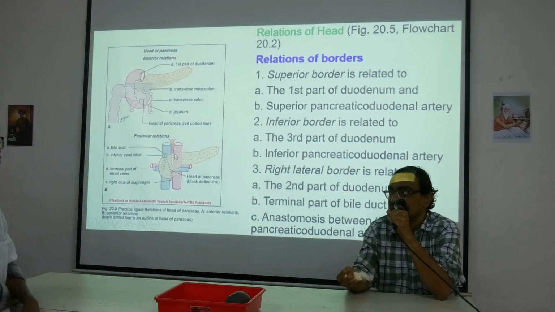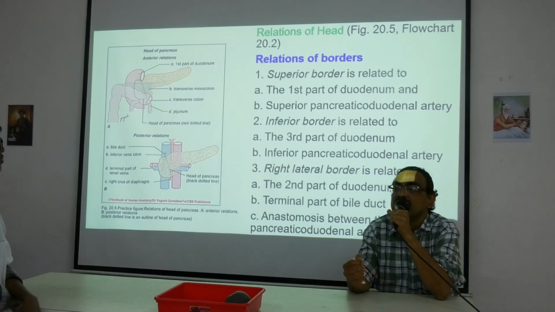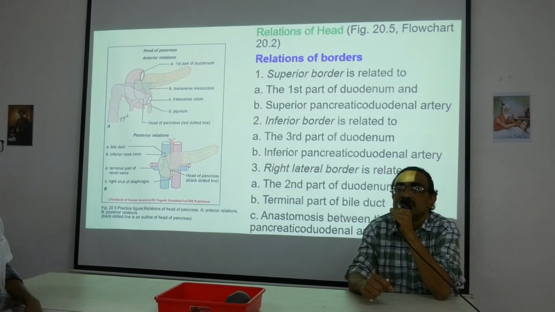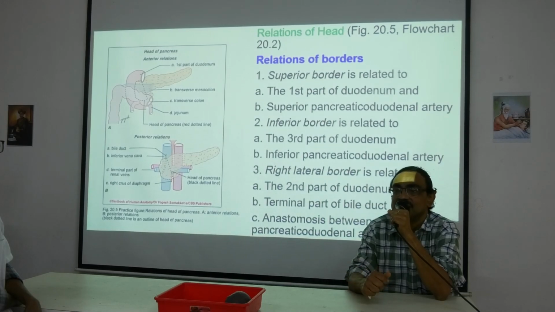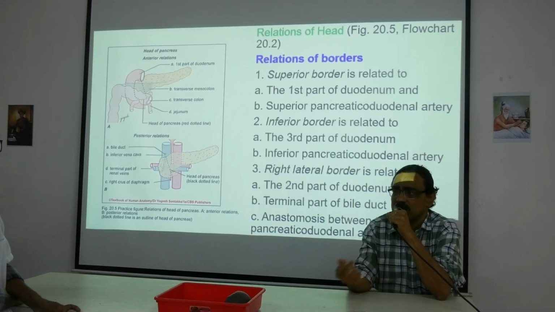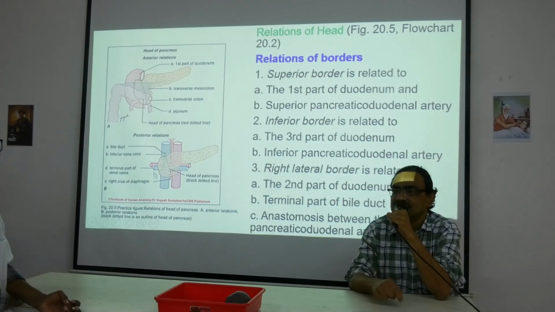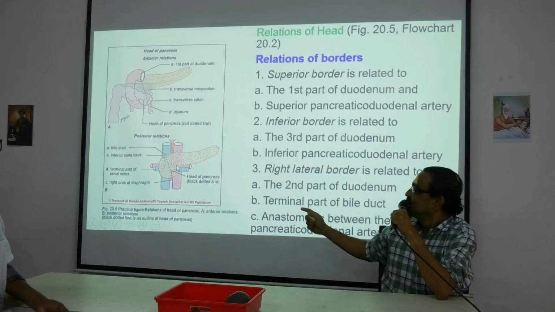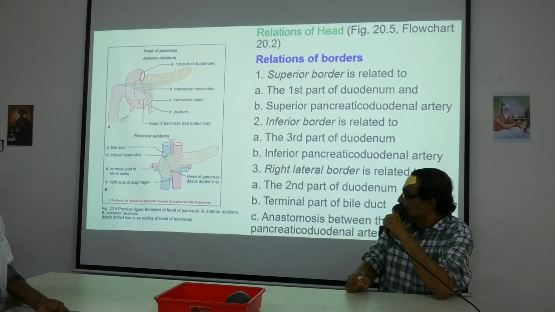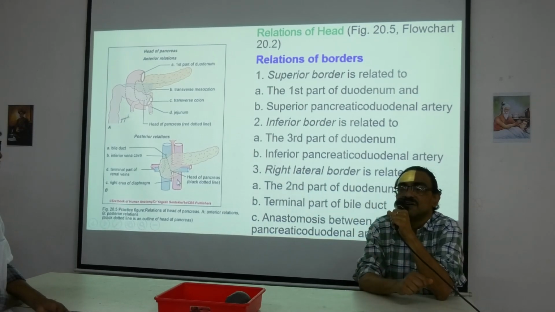Okay. Posterior to the head, we will get the abdominal aorta, and also the left psoas major muscle, left crus of the diaphragm, and so on. Left sympathetic trunk, left celiac. So you can get so many things on the posterior aspect of the head.